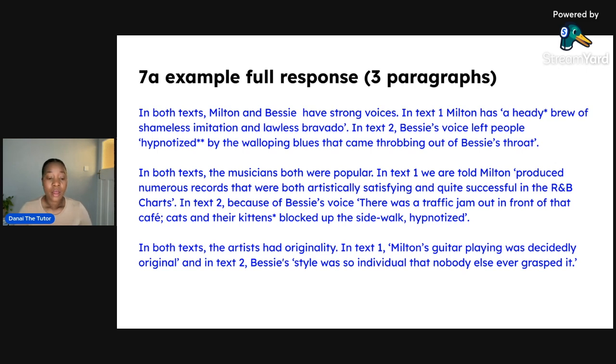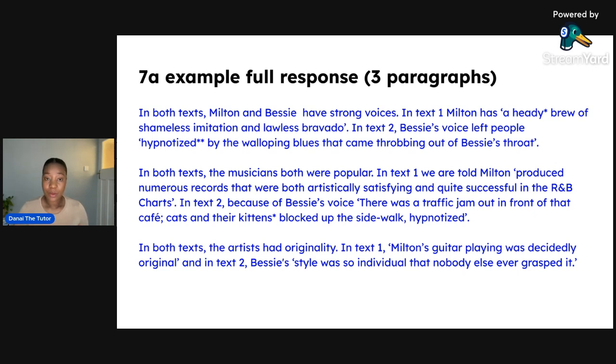That's it. So paragraph 1, in both texts, Milton and Bessie have strong voices. That's the point, okay? And that's the similarity. They both have strong voices. In text 1, Milton has a heady brew of shameless imitation and lawless bravado. That's your quote for text 1. In text 2, Bessie's voice left people hypnotized by the walloping blues that came throbbing out of Bessie's throat. And that's your evidence for text 2.